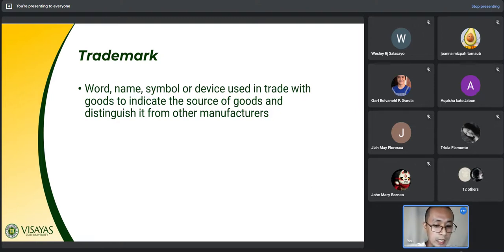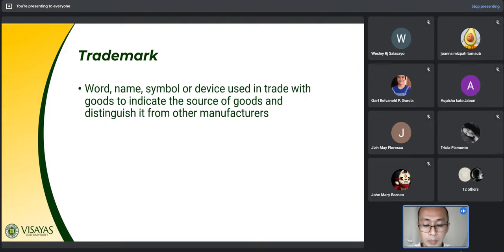So, it's like their identity. Once you see the logo, you will know that this food or this product is coming from this company. That is what a trademark is, class. It's like an identity. Since a trademark is an identity of a specific company, then nobody should be able to use this trademark or their logo or their symbol or their name without proper permission.